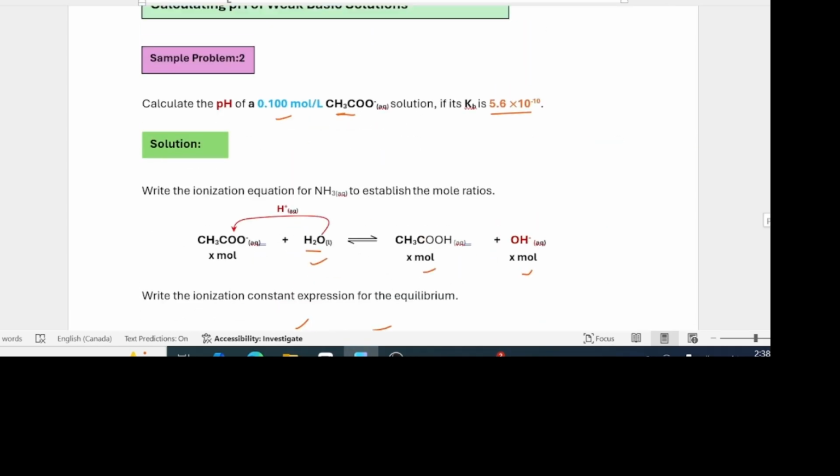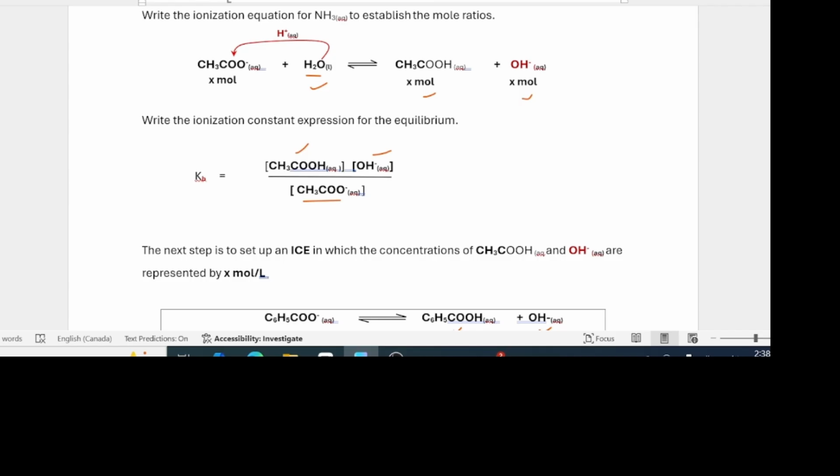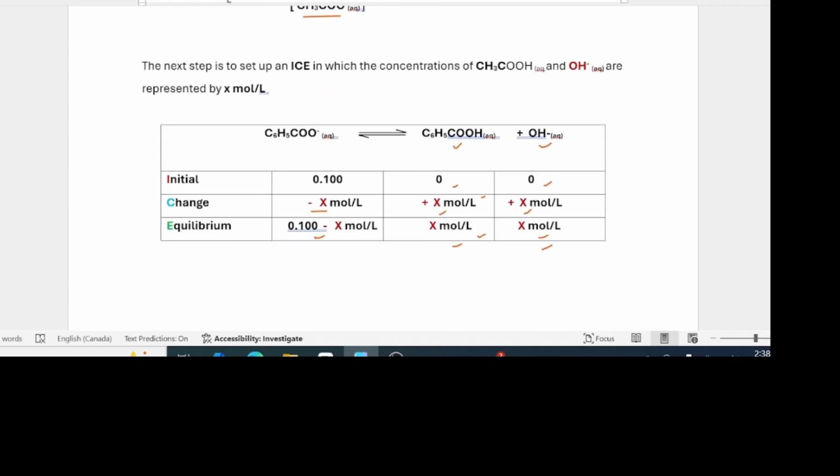In problems like these, you're going to be given the initial concentration of the base and its Kb value. And you'll be asked to find either the pH or pOH. To find that, you have to go about finding the concentration of the OH ions. Set up your ICE table. We have 0 and 0 of these.